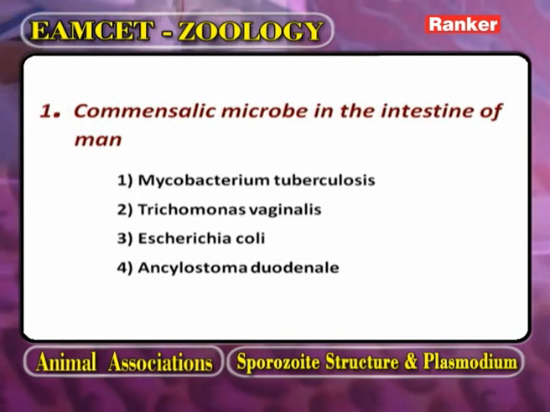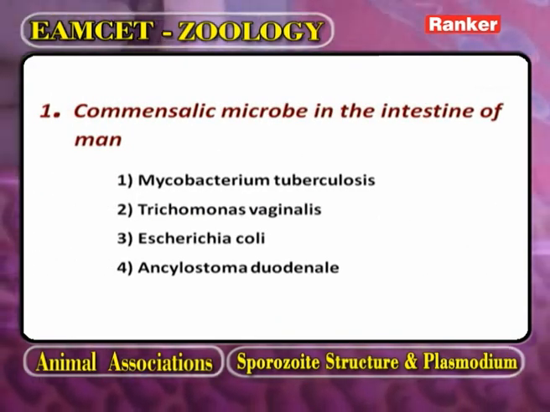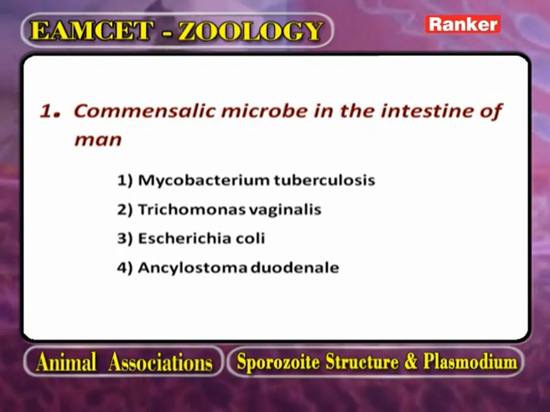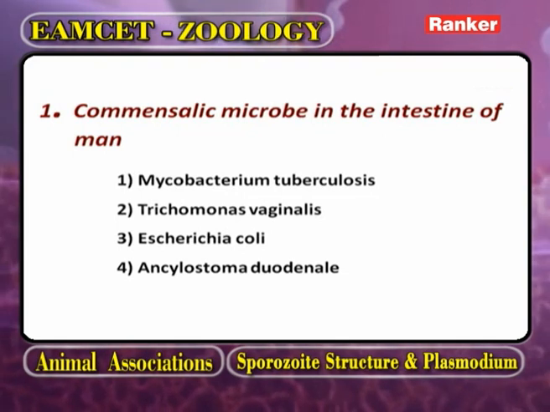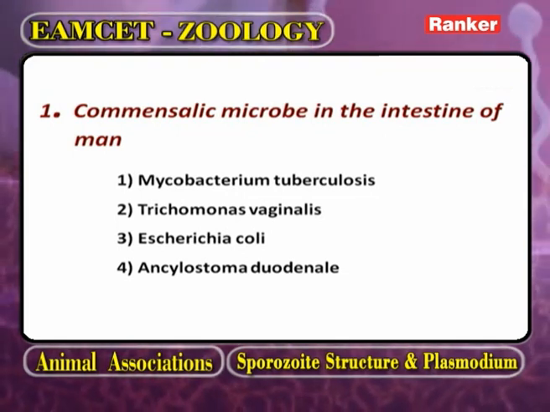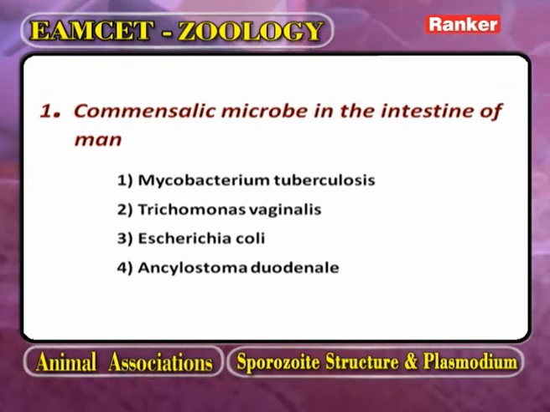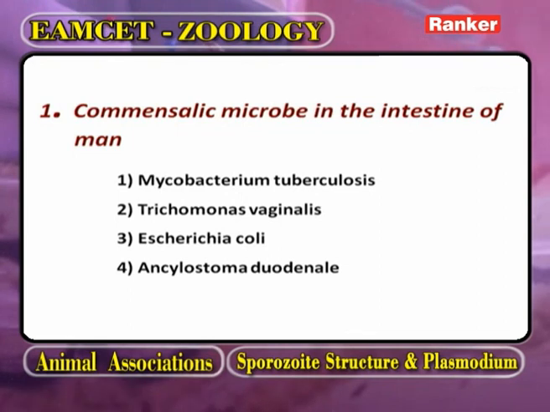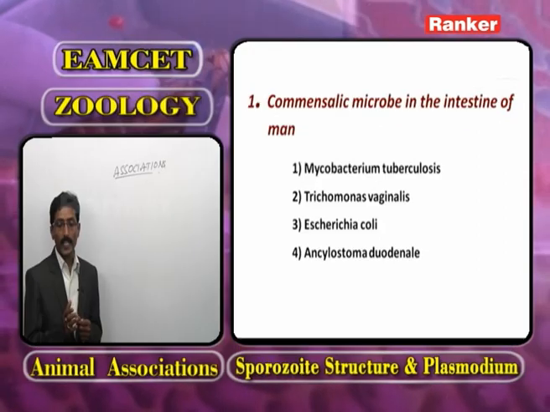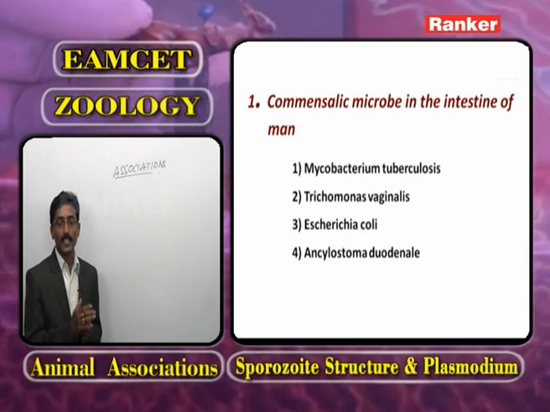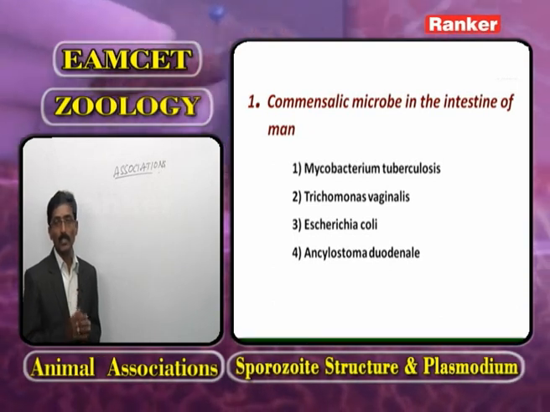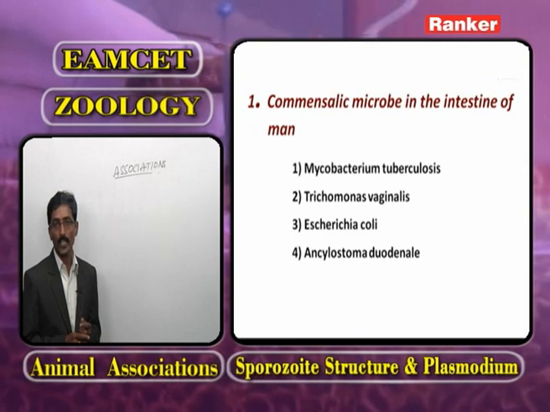Now, regarding the animal associations, observe the first bit. Which is the commensalic microbe in the intestine of man? One is Mycobacterium tuberculosis, second is Trichomonas vaginalis, third is Escherichia coli, and the fourth is Ankylostoma duodenale.